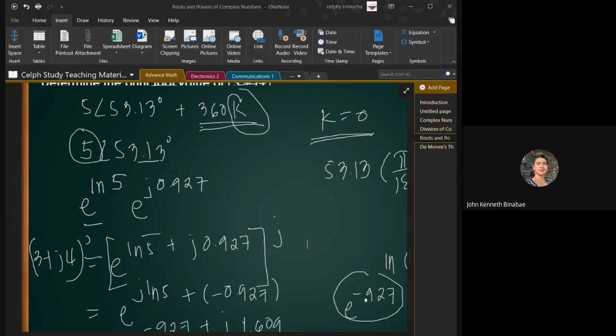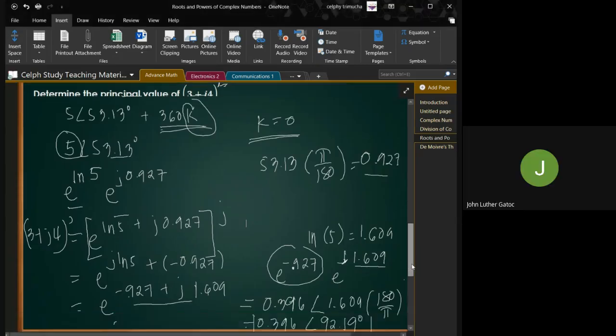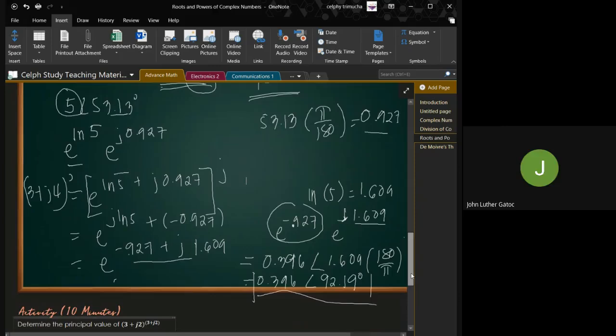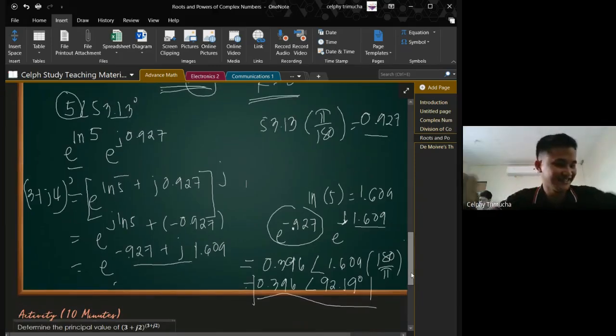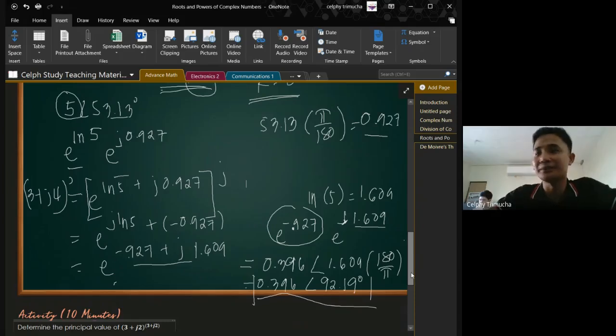Sige, sir. Diyan lang, sir. Dumisala ko dyan. Nakita mo na. Oo. Basta dapat ang answer sa magnitude hindi maglapaw 15.